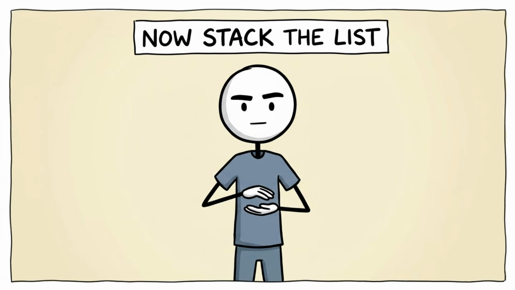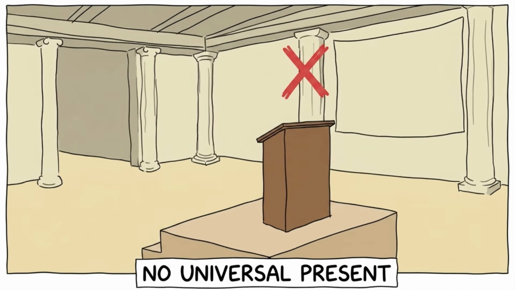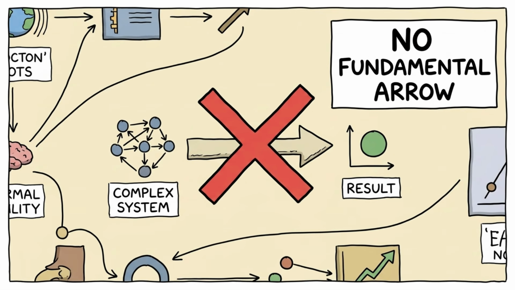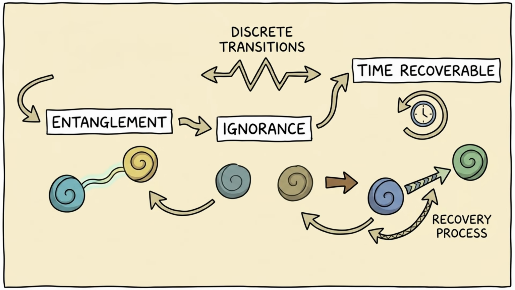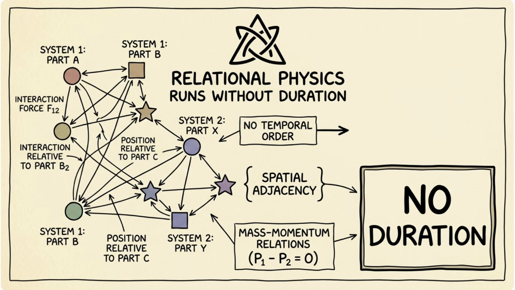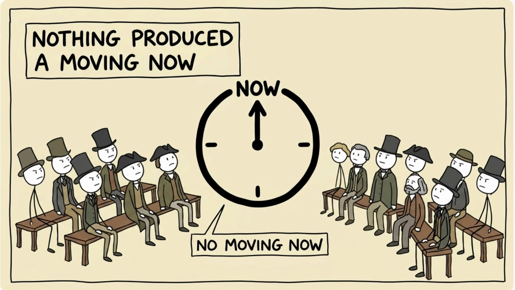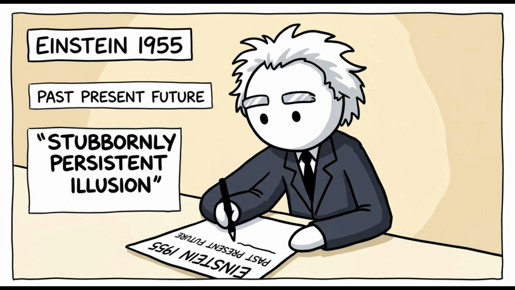Now stack the list. No time variable in the master equation. No universal present. No fundamental arrow. Time recoverable from entanglement, from ignorance, from discrete transitions. 2 expansion rates giving 2 different ages. A relational physics that runs without duration, and a brain that assembles the present moment retrospectively out of material that arrived late. Nothing on that list produced a moving now.